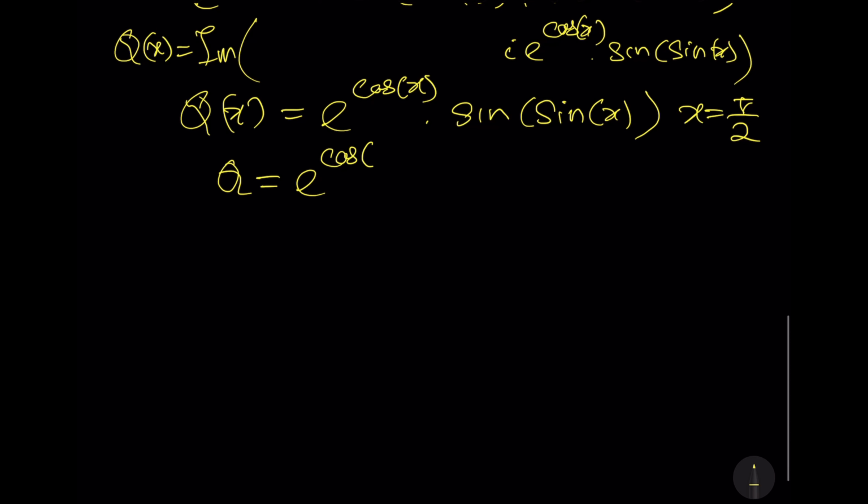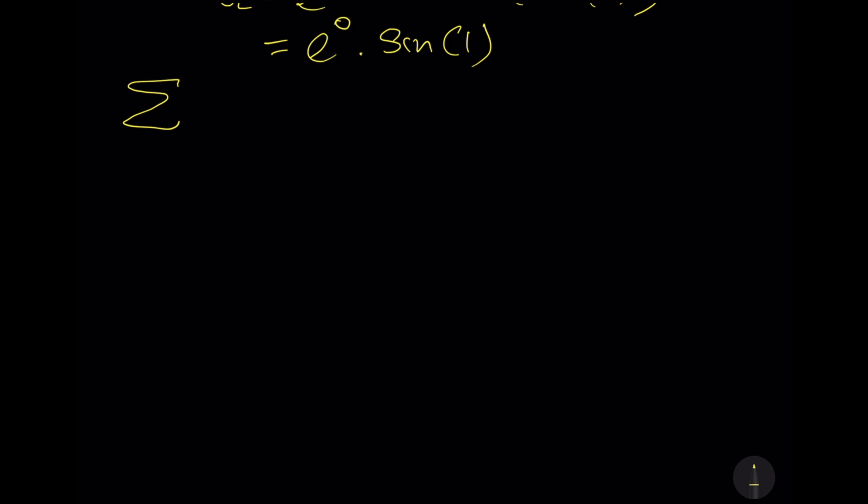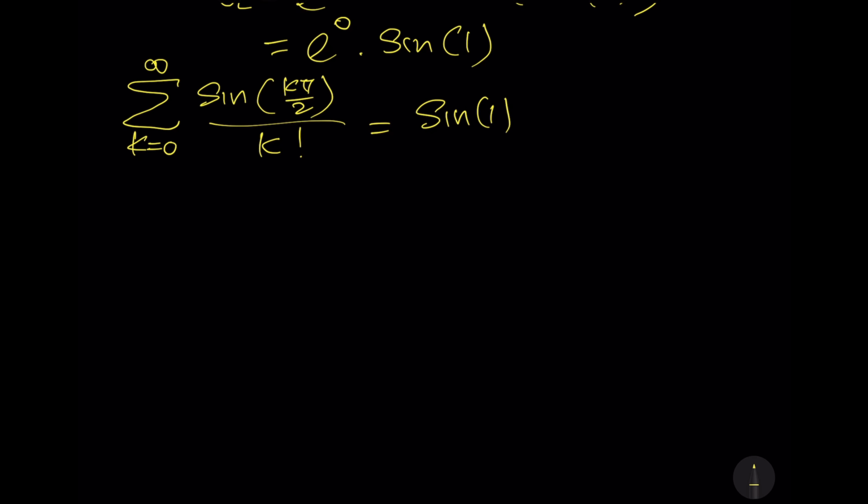Remember, we defined x equals π divided by 2, so therefore we have Q equals e to the power cos(π/2) multiplied by sin(sin(π/2)), which equals e to the power 0 multiplied by sin 1. That brings us to the conclusion of this video. The final answer to this question is sin 1, or approximately equal to 0.84147.